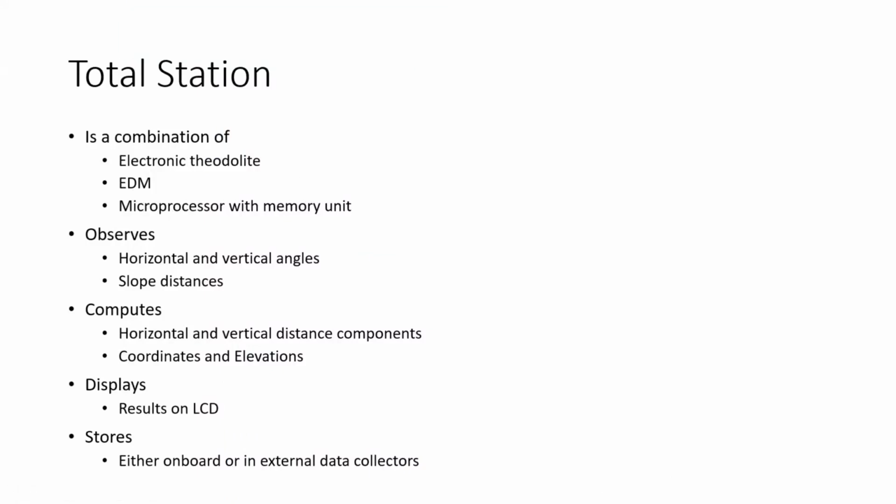EDM measures the distance, the theodolite measures the angles. Using angles and distances, coordinates can be calculated. This calculation is done using the microprocessor. It observes the angles and distances, and computes the distances and also the coordinates. Everything is displayed on the screen, and it has a memory where everything gets stored.